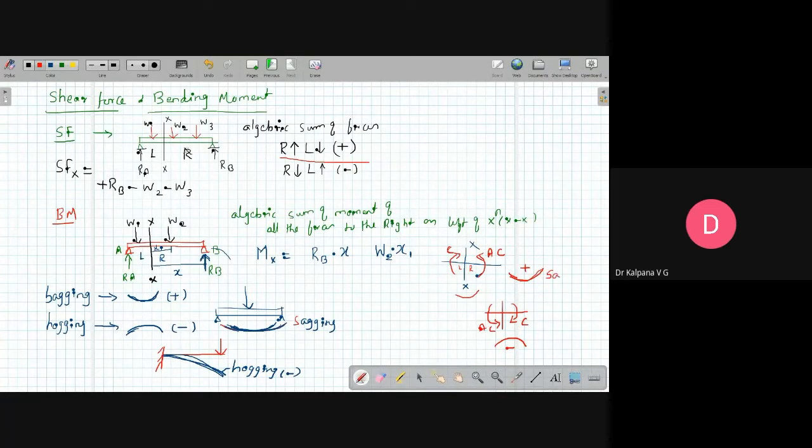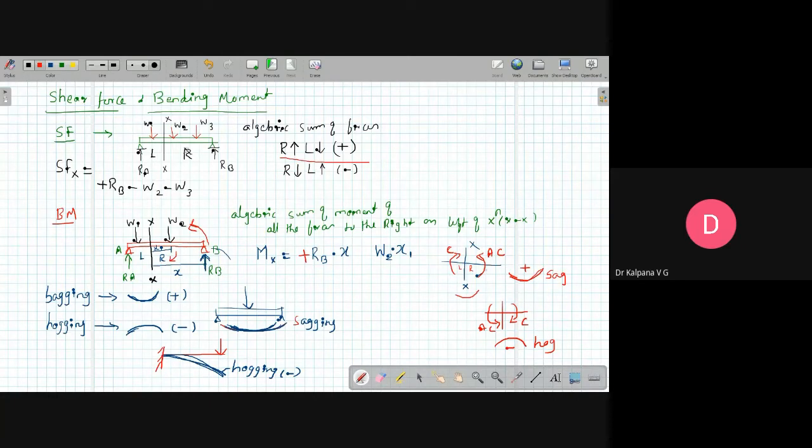This is sagging, this is hogging. Is this clear? So while coming to this section xx, if I consider RB into the distance, which makes an anti-clockwise moment. Anti-clockwise means positive. Again, W2 into X1 makes a clockwise moment.